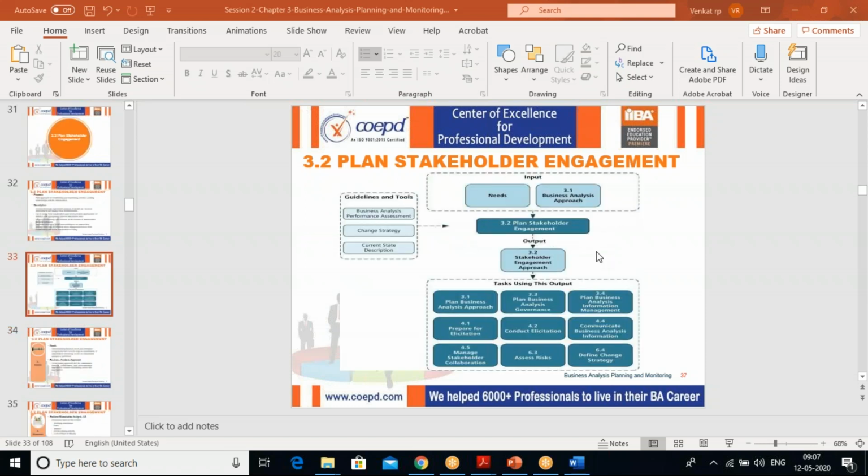We should be having an idea about it. And here, to plan the stakeholder engagement, the first input we will take is needs, and the second input would be the previous task's output, that is the business analysis approach. So you take the business analysis approach and the needs as inputs, and then you plan stakeholder engagement, and the output would be the stakeholder engagement approach only.